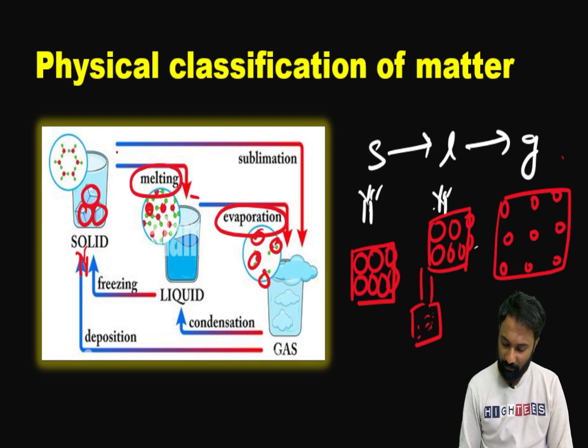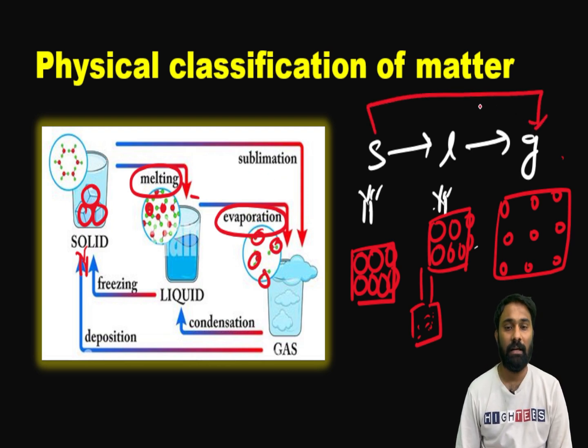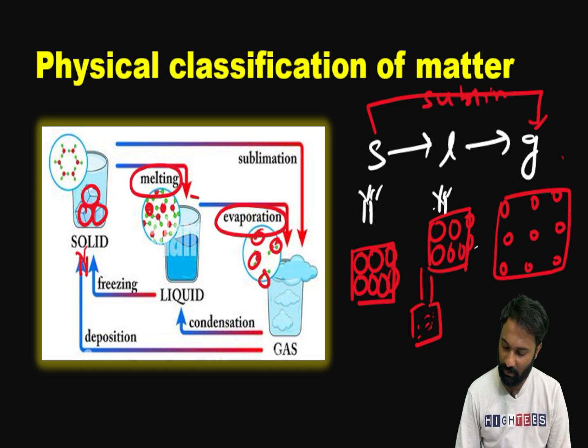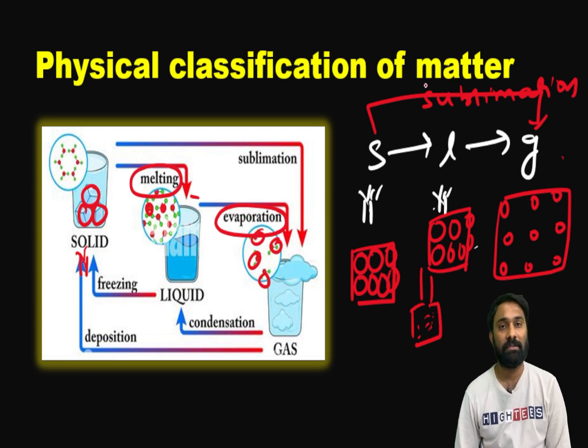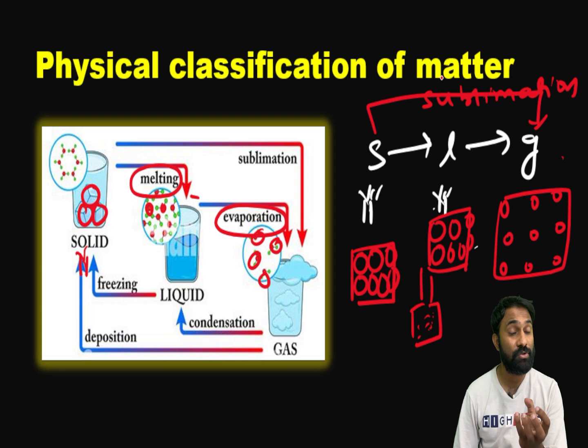Clear? Then if you want to convert the solid directly into the gas, that process we call sublimation. Clear? Can you give me one example for sublimation, sir? The example for sublimation is camphor. We used to see in the temples the priest using it to pray to the god. Clear?